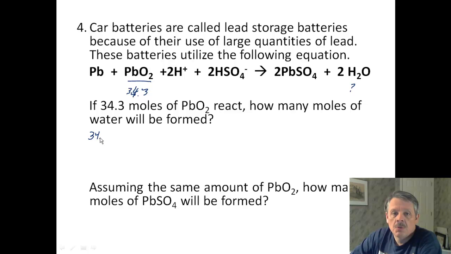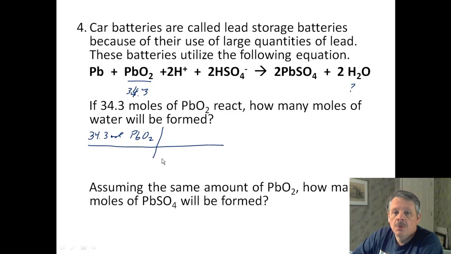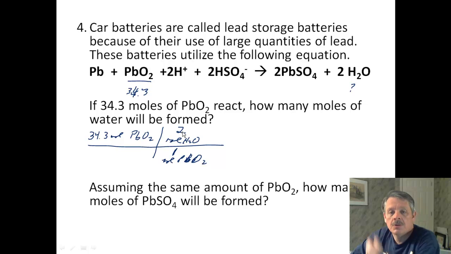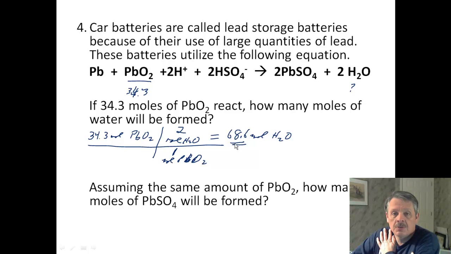Alright, so we start with 34.3 moles of PbO2, and we're going from moles of PbO2 to 2 moles of water. And PbO2 is 1 mole, and the coefficient is 1, and the coefficient in front of water is 2, so I'm going to multiply by 2, and I will in fact get 68.6 moles of water. Now I do want to comment on something. I do have 3 sig figs here because I have 3 sig figs in my problem.